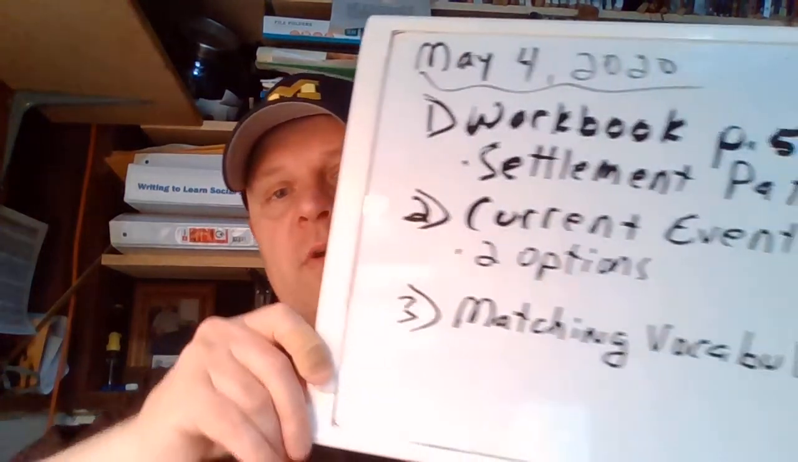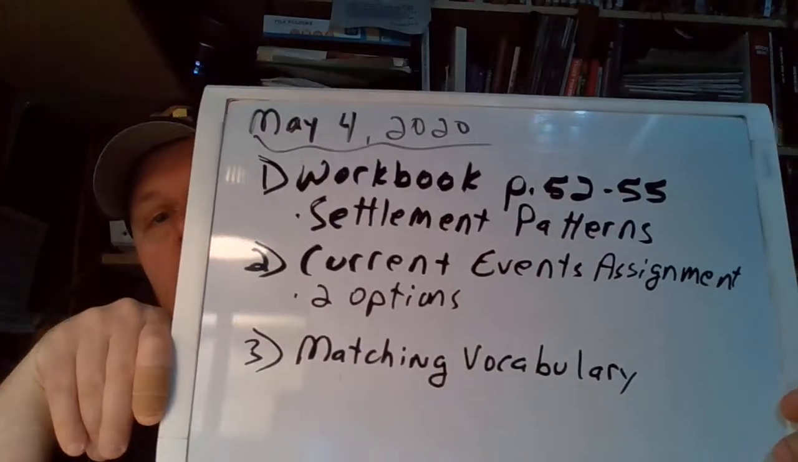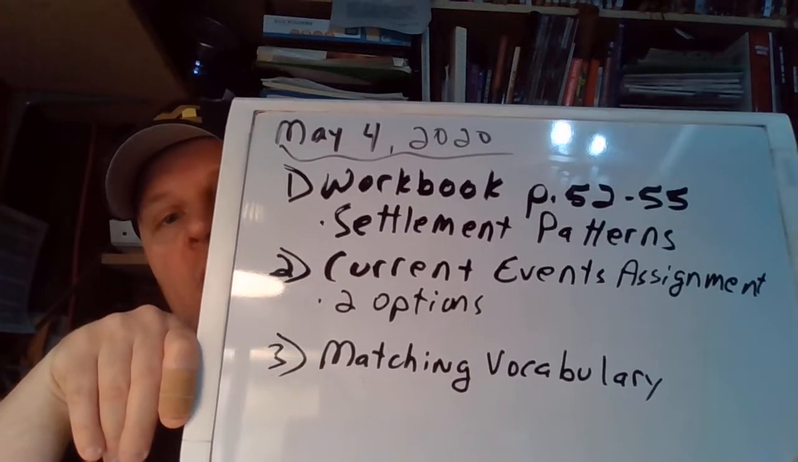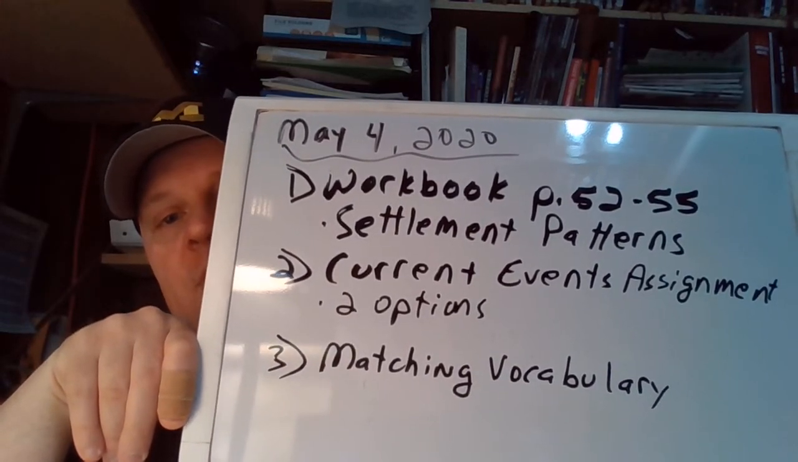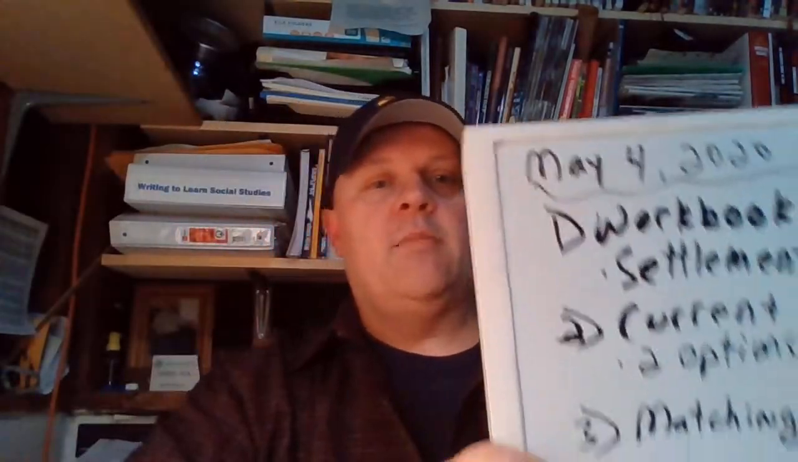Real quick here, the three assignments that we're going to talk about will be number one, the workbook pages, number two, current events assignments, and of course number three, the matching vocabulary. Okay, and you can find those right in Google Classroom or on the eCourse YouTube website. So we'll try to keep this brief here.